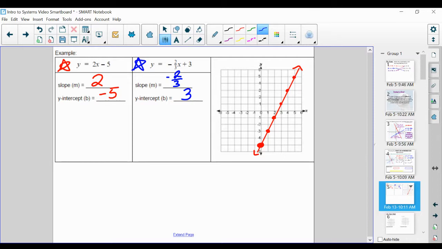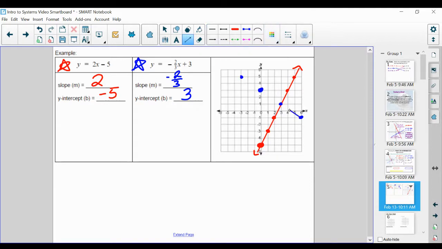So when we go to graph this, we're going to graph our y-intercept, which is 3. And we're going to apply our slope, which is negative 2/3. So that means we go down 2 units and right 3. Down 2, right 3. Now again, I'm going to continue the pattern. That way it looks a bit neater for us when we graph.